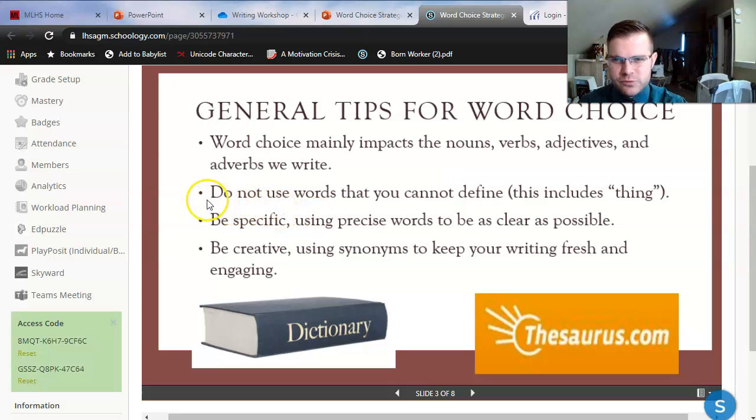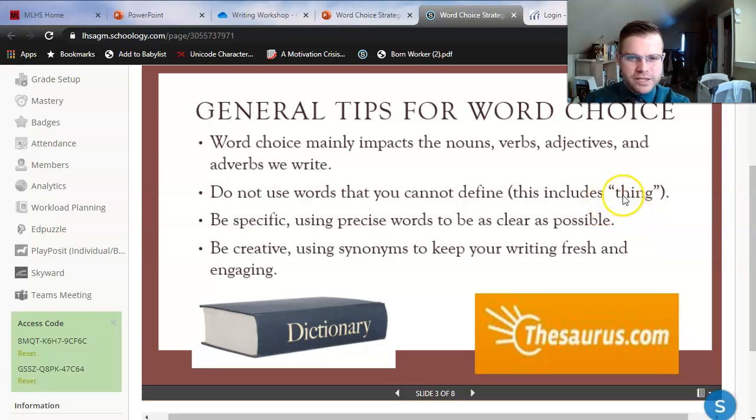A general tip, do not use words that you cannot define. So we all know that we want to use big words in writing because it makes us seem smart. You can do that as long as you actually know what you're saying. I should note, this does include the word thing. If I were to ask you to define the word thing, what would you say? I don't even know how to define the word thing, right? We'll talk about this when we get to nouns in a moment.